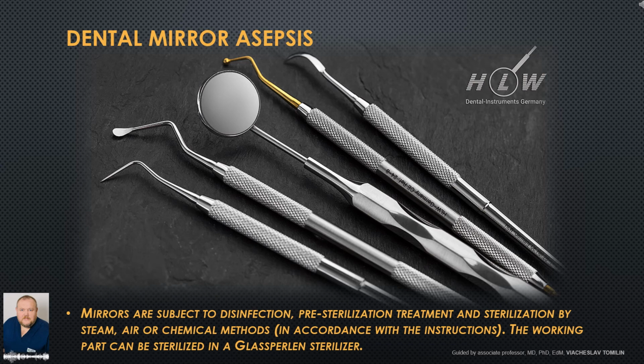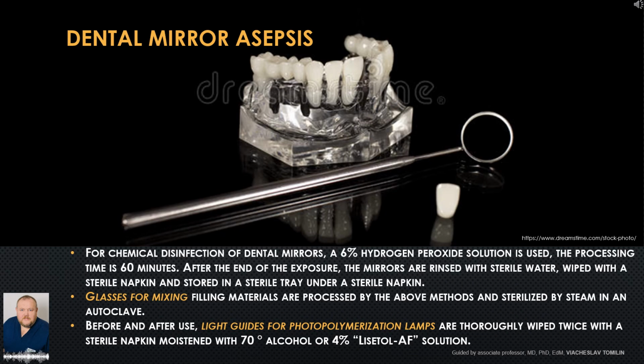Dental mirror asepsis. Mirrors are subject to disinfection, pre-sterilization treatment and sterilization by steam, air or chemical methods, in accordance with the instructions. The working part can be sterilized in a glass perlite sterilizer. For chemical disinfection of dental mirrors, a 6% solution of hydrogen peroxide is used. The processing time is 60 minutes. After the end of the exposure, the mirrors are rinsed with sterile water, wiped with a sterile napkin and stored in a sterile tray under a sterile napkin.